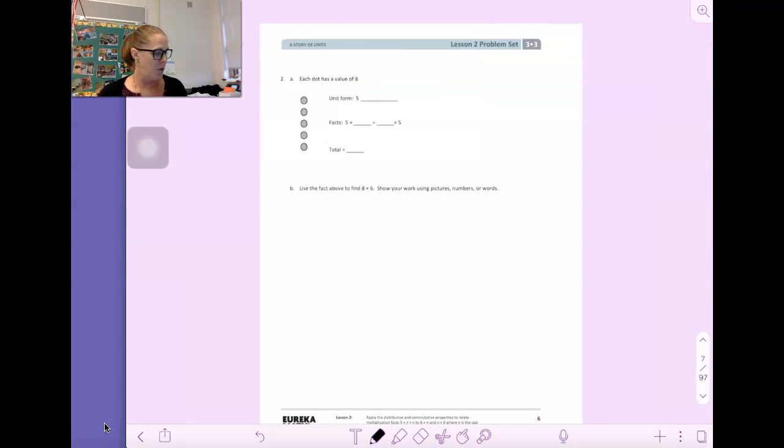Let's go on to number 2. Each dot has a value of 8. So our unit form is 5 eighths. Our facts are 5 times 8 and 8 times 5. So now we can count by eighths, or we could count by fives to get our total of 40.